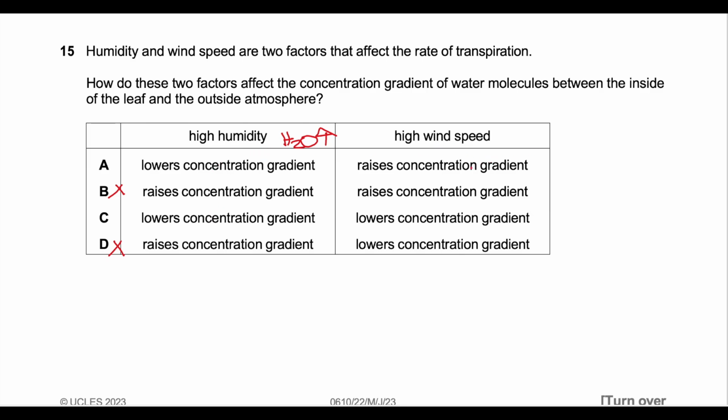This is related to high humidity. Moving to high wind speed, does it raise the concentration gradient or lower concentration gradient? Let's imagine we have a cloth and it's not dry, it's wet, and you will fan. What will happen? The high speed of the air, let's imagine it wind, okay, will raise the concentration gradient because the water vapor will dry, okay, evaporate. So it will raise, not lower. So the right answer here is what? Is option A.